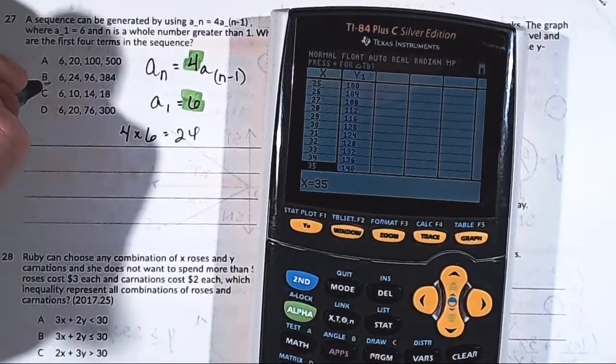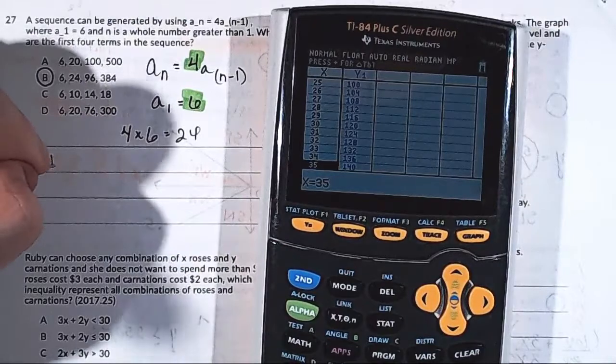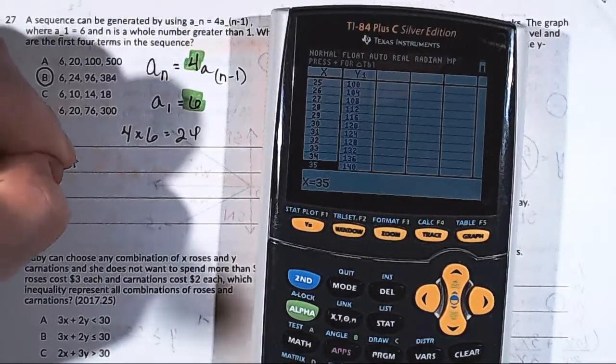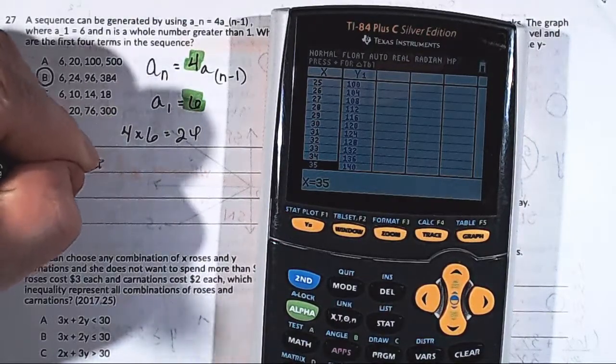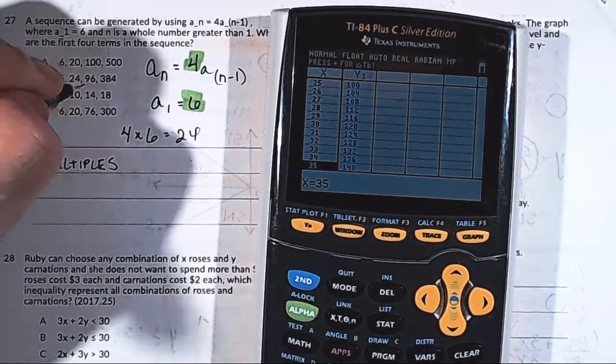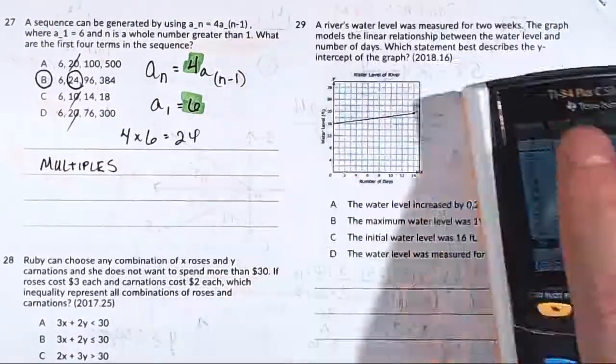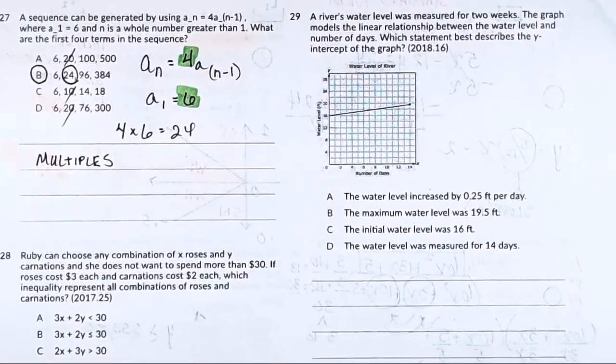The answer is B. So these are, in other words, they have to be multiples of the initial value. So in that one, I would just say multiply 4 times 6, and the moment you did that, 24 was the only possible answer choice, and that narrowed it down to B.